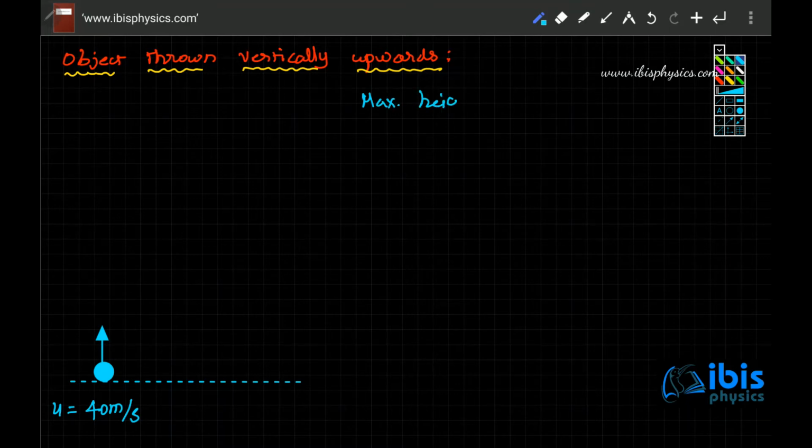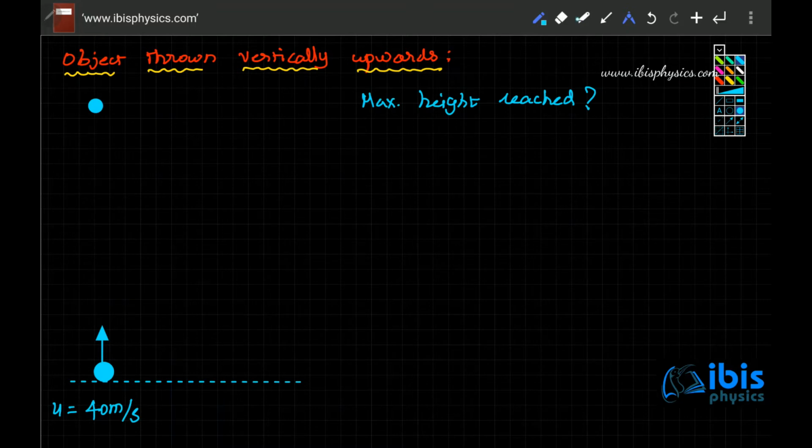What is the maximum height reached? Whenever you throw an object, it will move up, and it will slowly reduce its velocity. Finally, there will come a point at which the object comes to rest at the highest point.